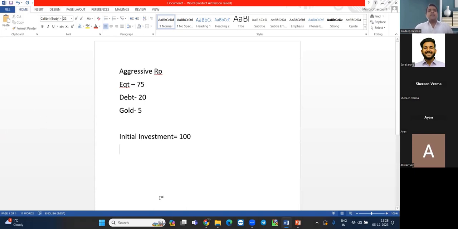Okay. So let's say the initial investment is 100 rupees. In equity, how much do I put? I put 75 rupees, or let me copy it from up. If I put an initial investment of 100 rupees, everything will be like this, right?